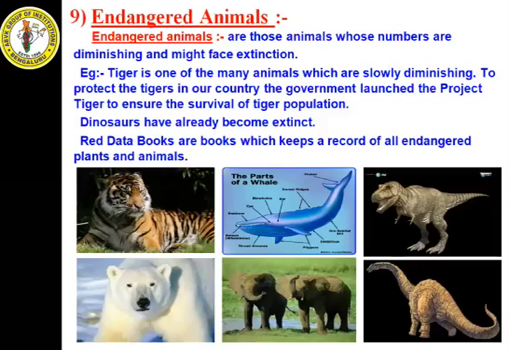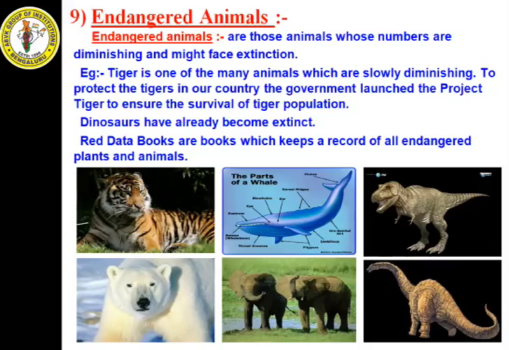Next you have endangered species. Don't get confused between endemic species and endangered species. Endemic is nothing but particular only to that area, and they are not found anywhere else. Then what do you mean by endangered animals? Endangered animals are those animals whose numbers are diminishing and might face extinction. The population of these animals is getting reduced, and in the future they may become extinct. Those types of animals are called endangered animals.